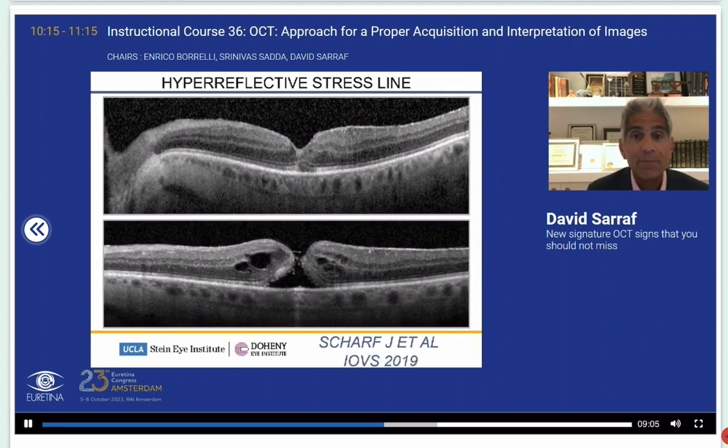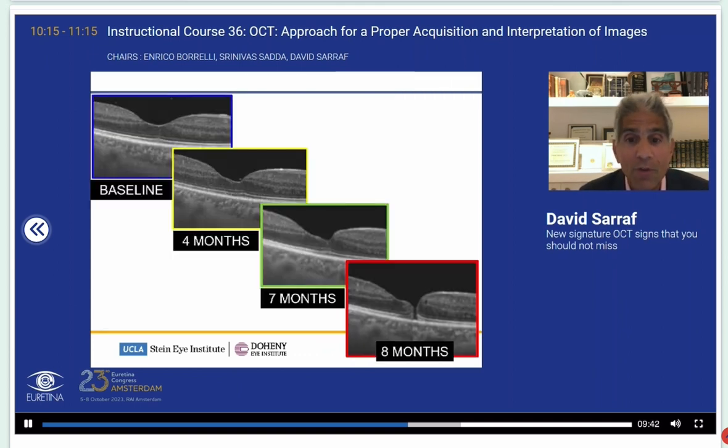Andrea talked about macular holes, and we recently described this new OCT sign called the hyperreflective stress line, which can occur in 50% of macular holes prior to the development of the full thickness defect. And so this hyperreflective stress line or this cracked eggshell sign can be a predictor of the development of macular hole, and it relates to the fault in the fovea that is created by the centrifugal development of the fovea.